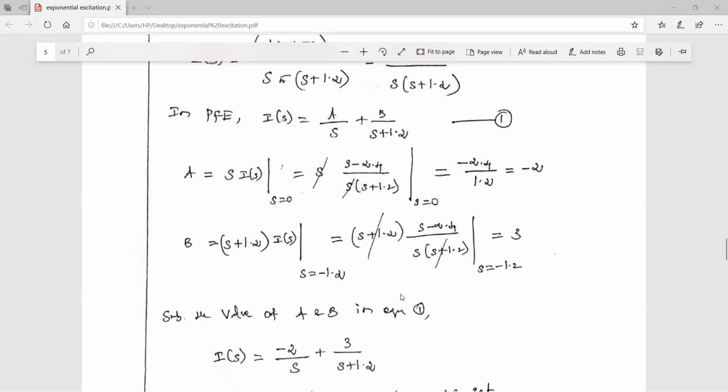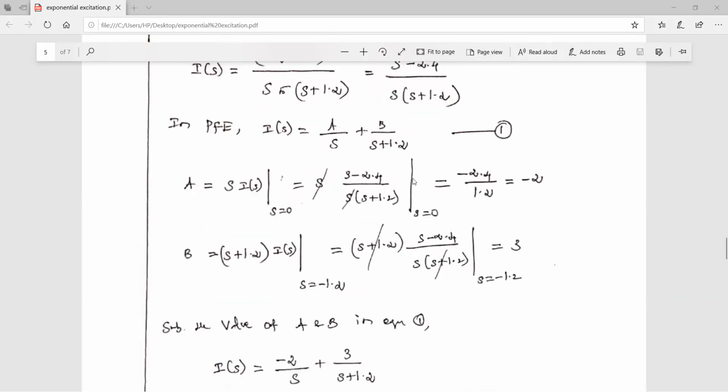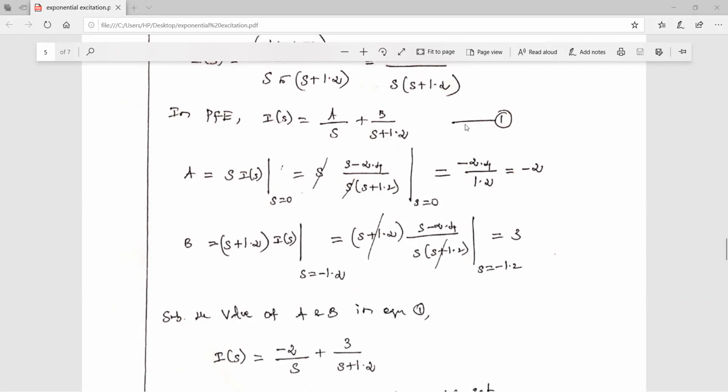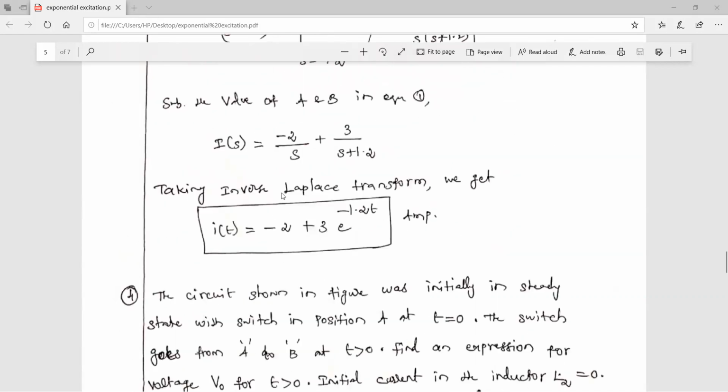And what is the next step? We have to substitute the values of a and b in this equation number 1. If we substitute, we will get it like this. And what is the next step? We have to take the inverse Laplace transform. That's all. What is the inverse Laplace transform of I of s? I of t. This minus 2 you write as it is. What is remaining? 1 by s.